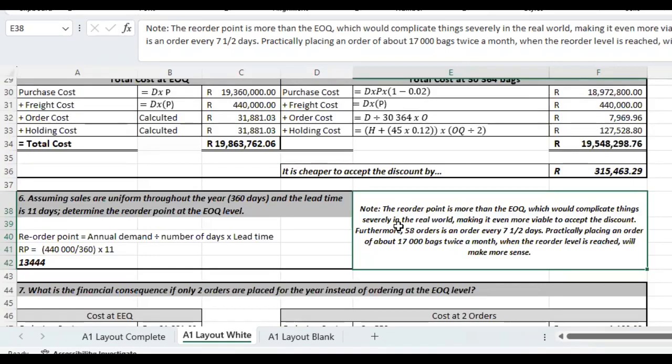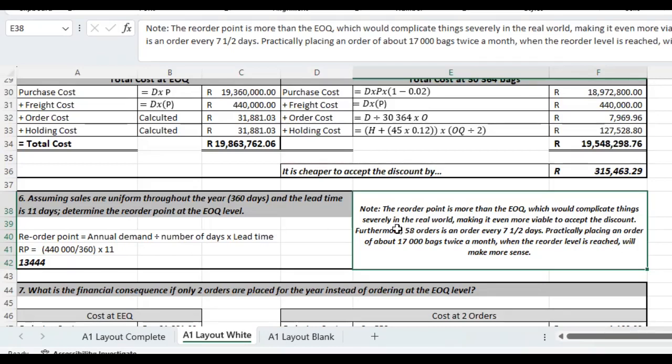Okay, you'll have to, I don't know, at some point you will have to build up additional stock so that you can order the 7,000 bags the moment you reach 13,000. It's just not viable. Anything happens, you're in trouble. If you've got a late delivery, you're in trouble. So you don't want to do that.